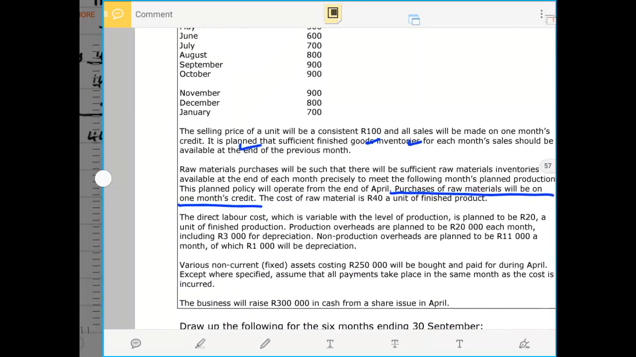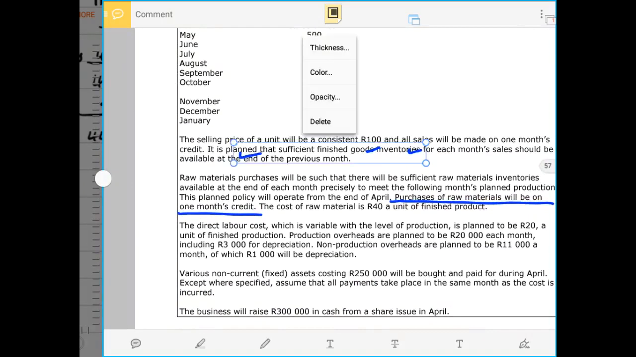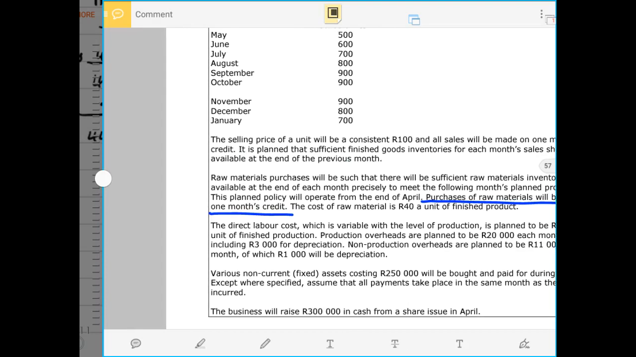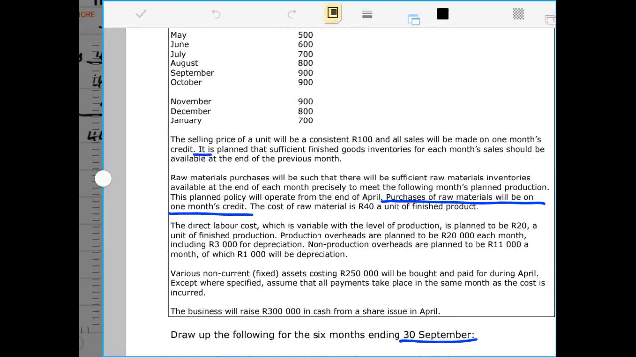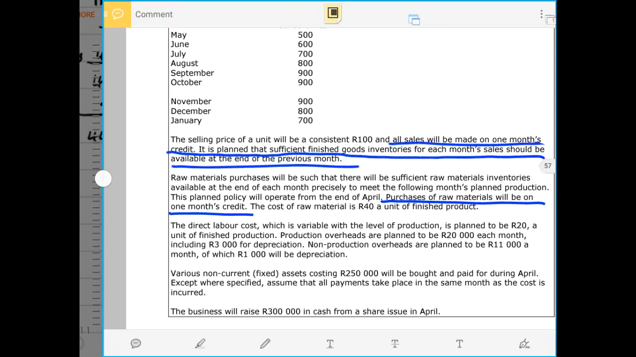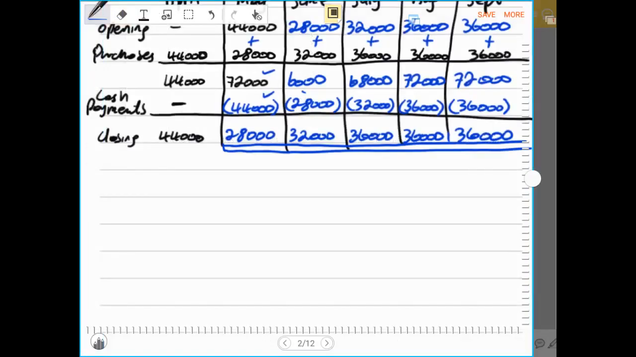Please also take into account the fact that it was noted that it is planned that sufficient inventory should be available each month for the previous month. I want to see the part of the sales. Okay, this one. It says all sales will be made 1 month on credit. That means we sell this month and the customers will pay in the following month. That's what this means.